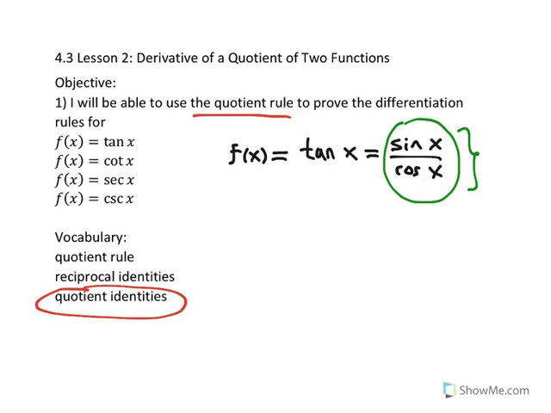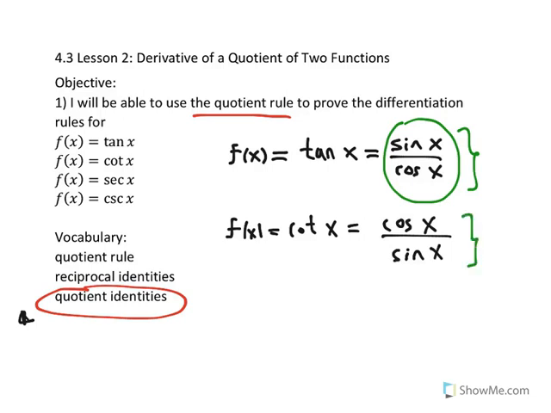And then you can rewrite f of x is equal to cotangent of x using a fundamental trig identity as cosine over sine. So now it's written as a quotient, so you can find the derivative of cotangent by using the quotient rule.